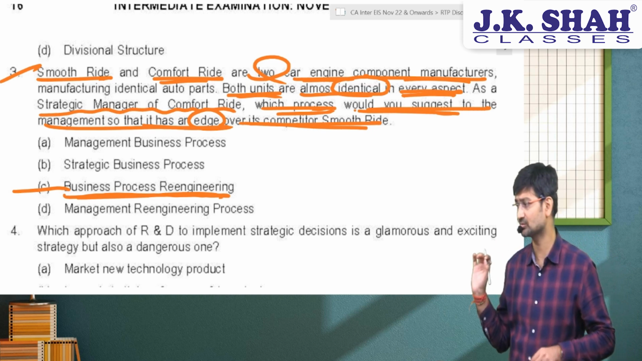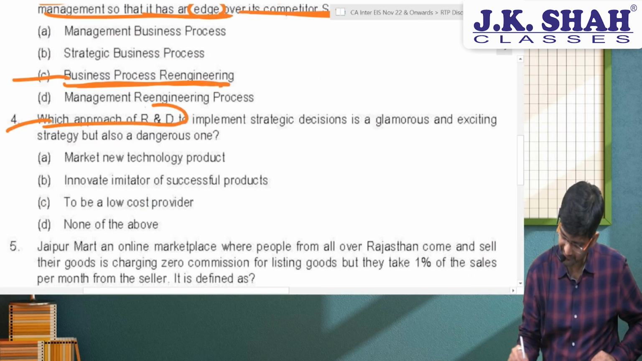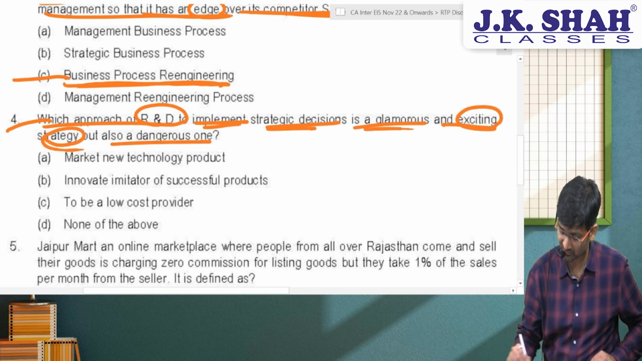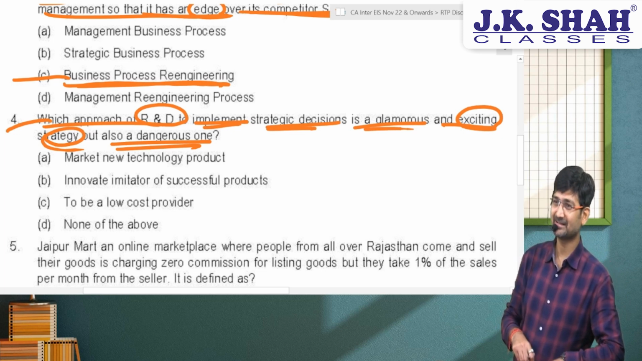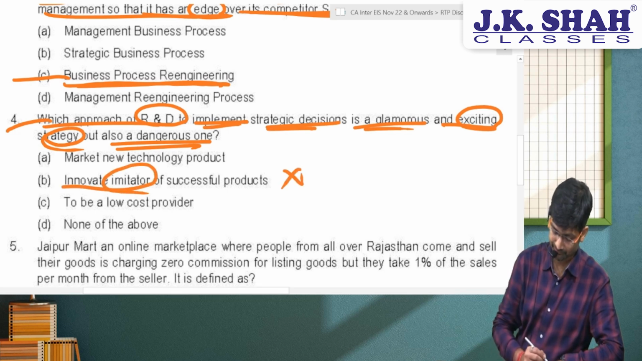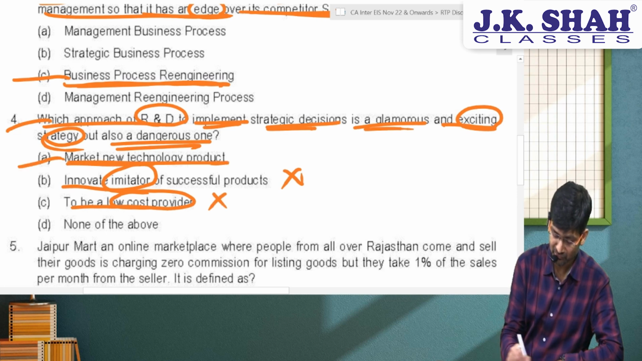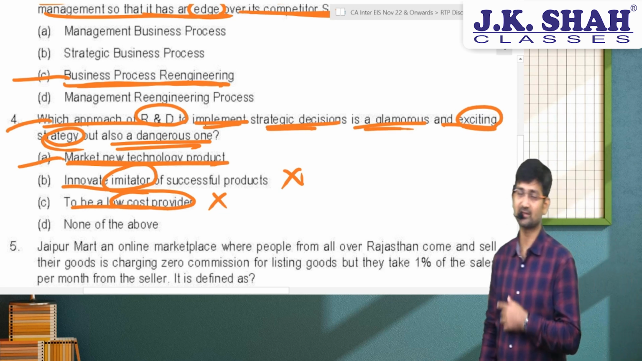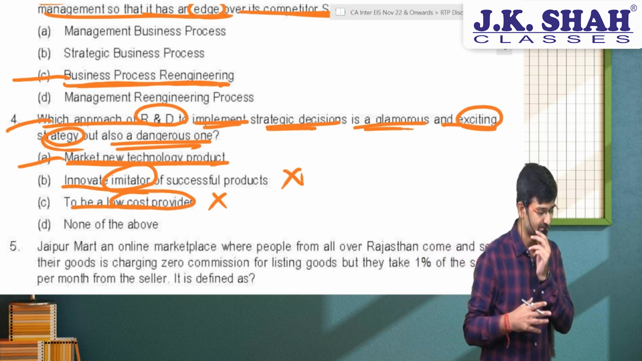But this was still an MCQ where you had to explore the alternatives and then decide. Okay. Which approach of R&D to implement strategic decisions is a glamorous and exciting strategy, but also a dangerous one, where you do something new? That's glamorous, but exciting also, but dangerous. So if you are an imitator, it is definitely not. If you are a low cost provider, definitely not. It is when you have a new technology product that you're launching. So when you come up with something new, that is where you take some risk. That is where it is very exciting for you, but at the same time it's going to be very dangerous for the organization.